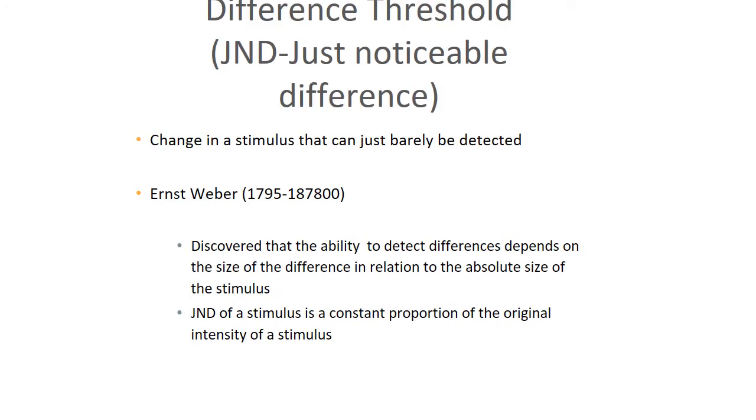Our next concept is the difference threshold, which is also called the just noticeable difference. That is a change in stimulus that can just barely be detected. Ernst Weber, 1795 to 1878, discovered that the ability to detect differences depends on the size of the difference in relation to the absolute size of the stimulus. The just noticeable difference of a stimulus is a constant proportion of the original intensity of a stimulus. What? What the heck did I just say? Well, I will try to clarify it with a few more examples.